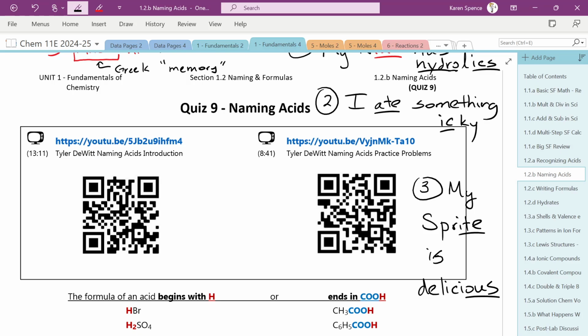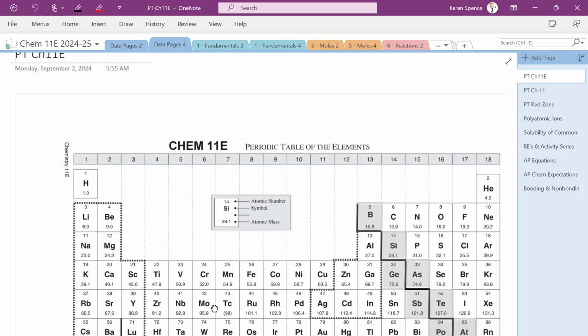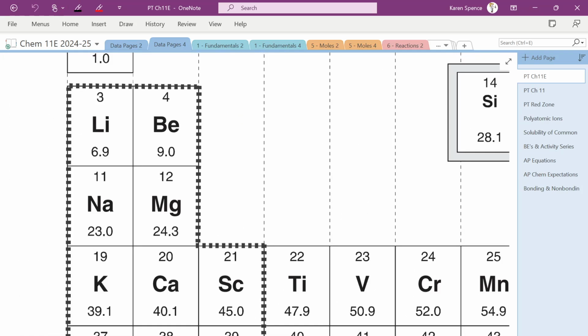Now, how are you going to know the names of these ions? Well, you have a data booklet, yes, and it is pink. All right, your data booklet looks like this. It's got the periodic table on the front. All right, and we're going to go to those pages. And the first page is a periodic table, and what do you notice is missing from it?